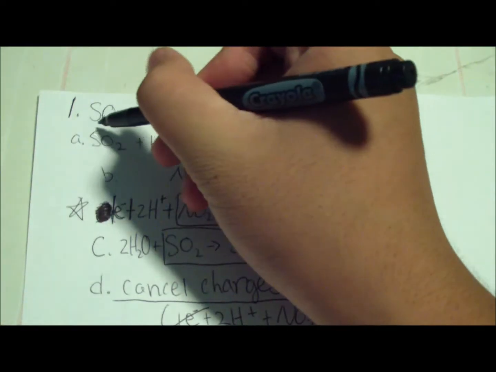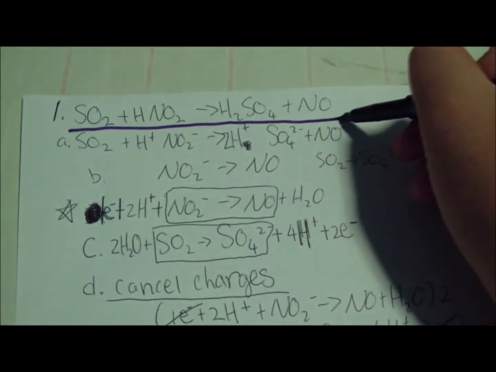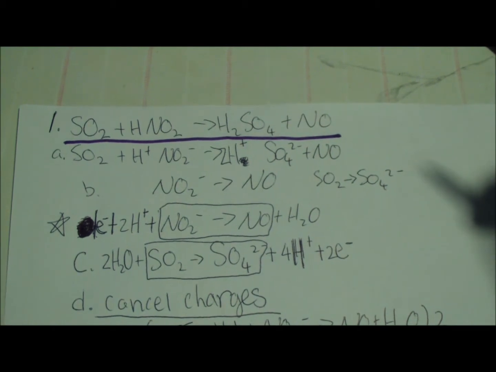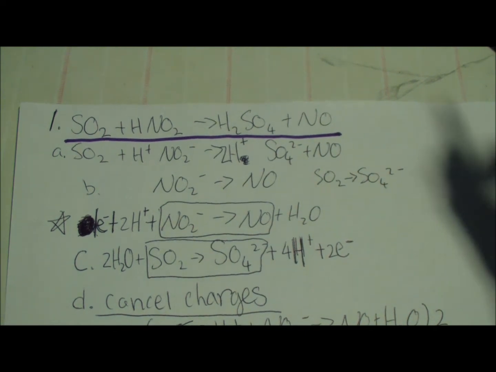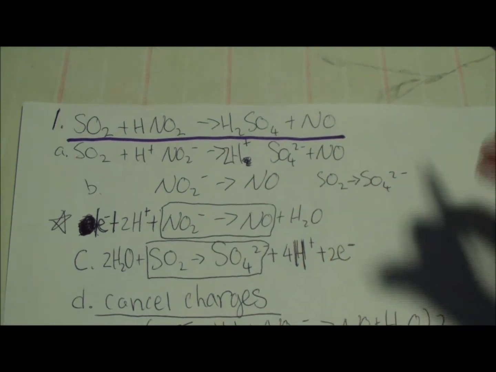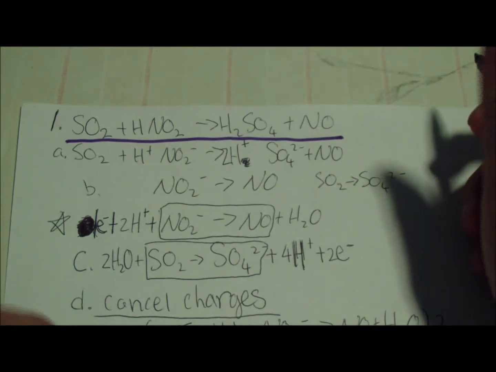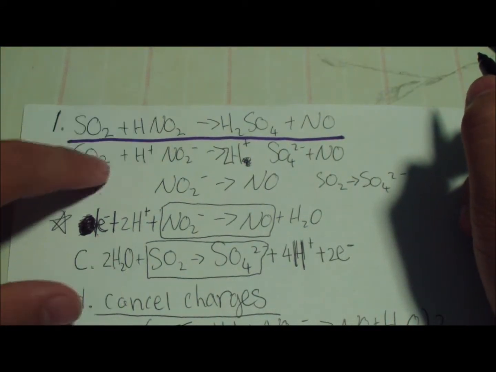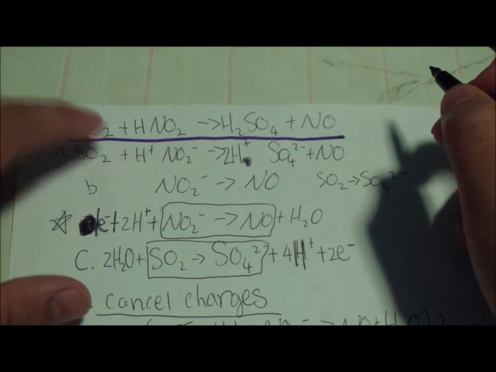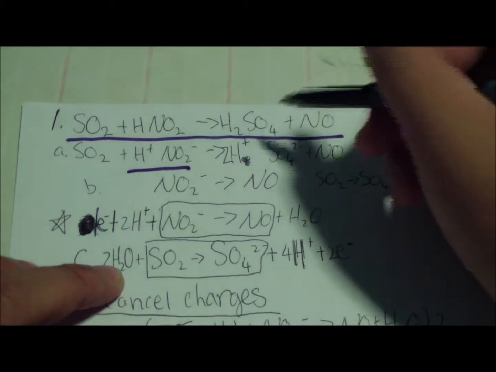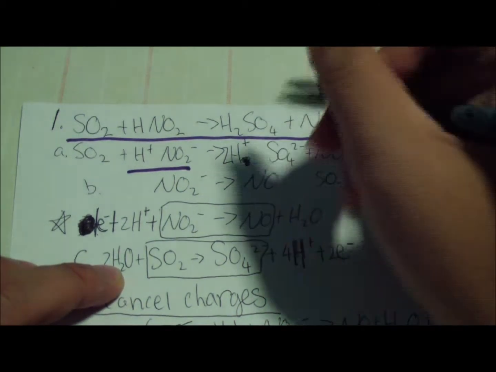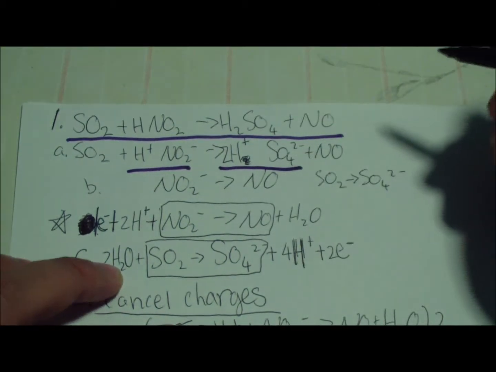Okay, right here, that's the question: SO2 plus HNO2 equals H2SO4 plus NO. Clearly that's a reduction, okay? And part A, step 1: I would break apart HNO2 because it's a strong acid, into H plus and NO2 minus right here. Next, I would break apart H2SO4, which is also a strong acid, like right here.